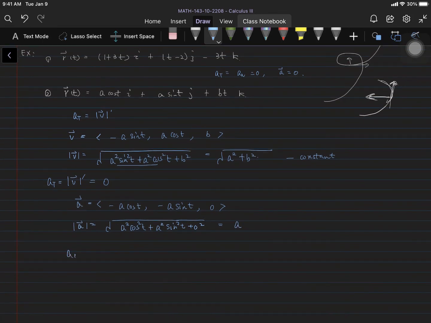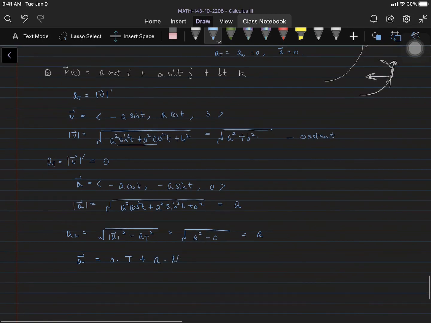Now let's take a look at our formula. It is going to be the length of a squared minus AT squared, right? So it's going to be a squared minus AT, which is 0 for this problem, so it's just a. So in our case, our acceleration equals 0 times T plus the component in the N direction times N. So actually it's just a times N.